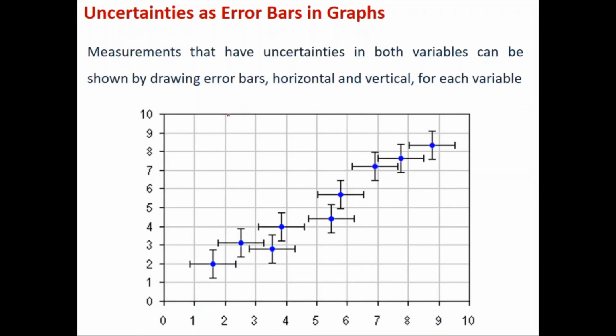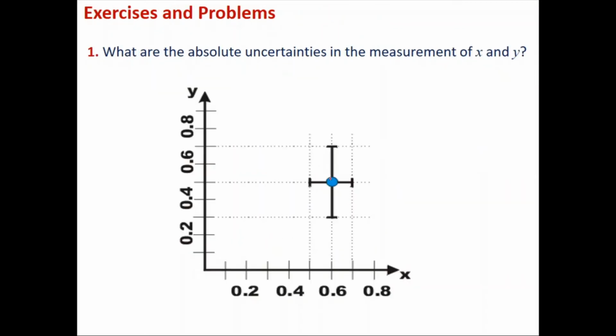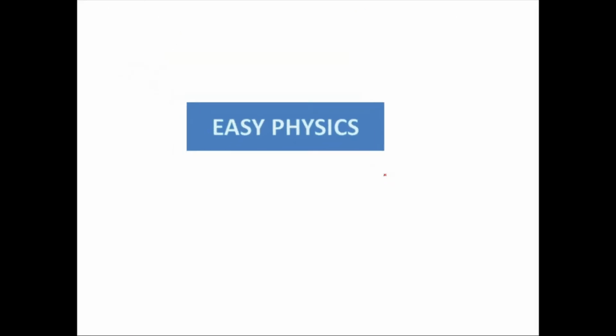So measurements that have uncertainties in both variables can be shown by drawing error bars, horizontal and vertical, for each variable. For example, if you have two variables here, these error bars are showing the horizontal uncertainties, this shows the vertical uncertainties. Let's do an example and finish here. The vertical uncertainty here will be, this is 0.5, this is 0.7, so it is going to be 0.2. The horizontal uncertainty, on the other hand, this is 0.6, this is 0.7, this amount is equal to 0.1. Okay, that's it. Thank you for listening. See you next time.